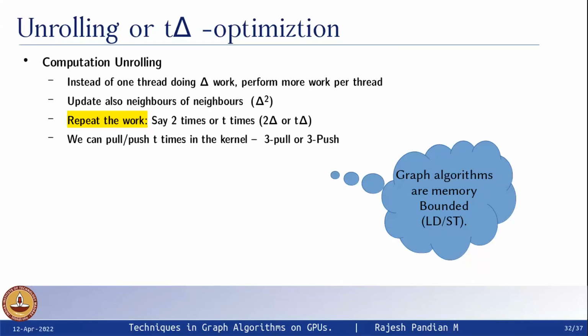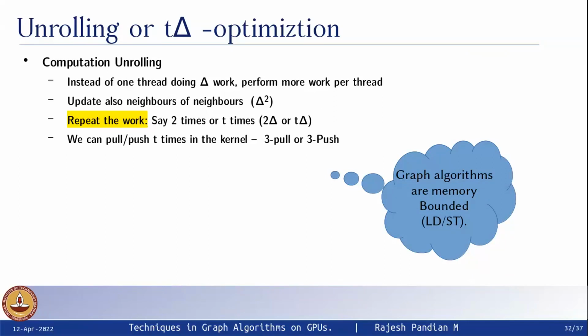Like in case of the push method, why don't we stop? I mean, why do we have to stop there? Why don't we go and update neighbors of neighbors as well, which is like delta square amount of work, right? So we tried that approach for SSSP, but that was not performing better than the next approach that we are going to talk about.